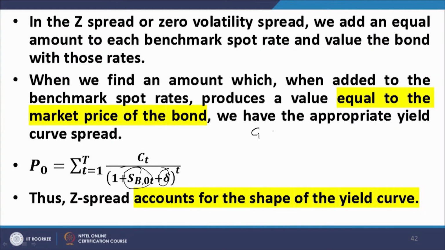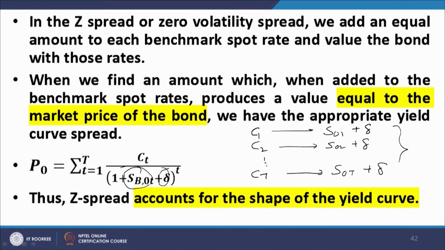For example, C1 will be discounted at S01 plus delta. C2 will be discounted at S02 plus delta, and similarly Ct will be discounted at S0t plus delta, but we do not know what delta is. How do we find out delta? We find out delta by equating the aggregate of these discounted values to the current market price of the bond.